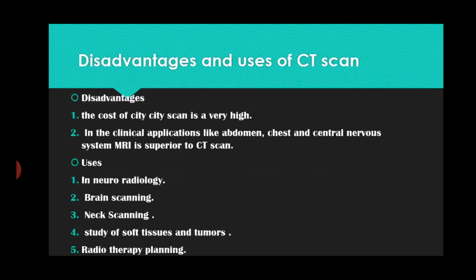Disadvantages. First, the cost of a CT scan is very high. In clinical applications like the abdomen, chest, and central nervous system, MRI is superior to CT scan. Uses. First, in neuroradiology. Second, brain scanning. Third, in neck scanning, study of soft tissues and tumors. Fifth, radiotherapy planning.